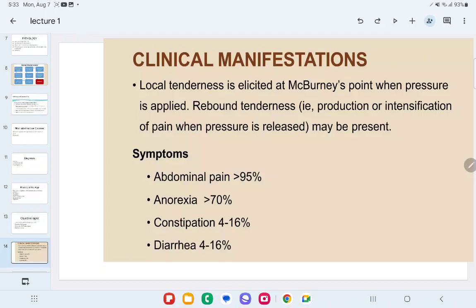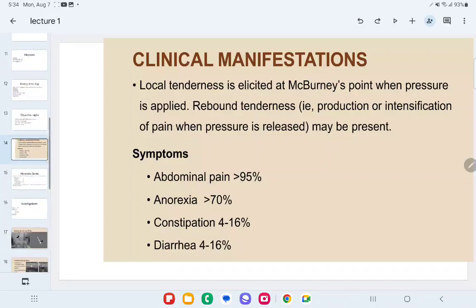What are the clinical manifestations? Local tenderness is elicited at McBurney's point when pressure is applied. Rebound tenderness is the production or intensification of pain when pressure is gently applied and then released. Major symptoms: abdominal pain in more than 95% of acute appendicitis, anorexia in more than 70%, constipation 4 to 16%, diarrhea 4 to 16%.